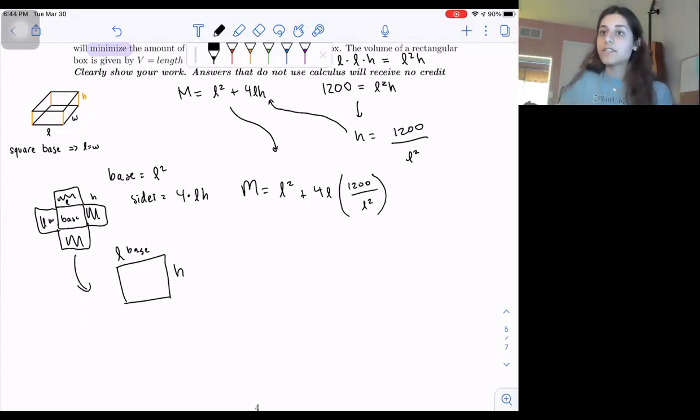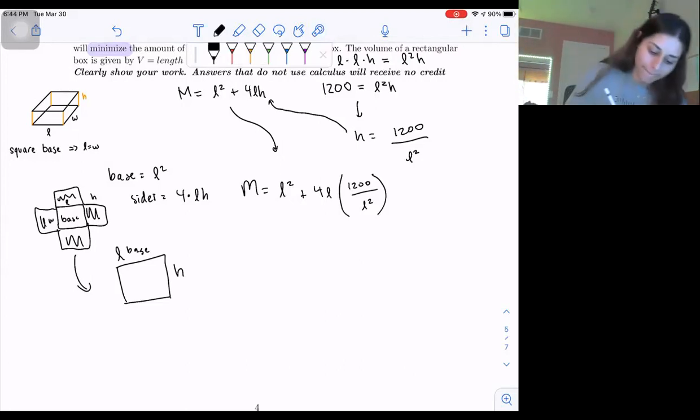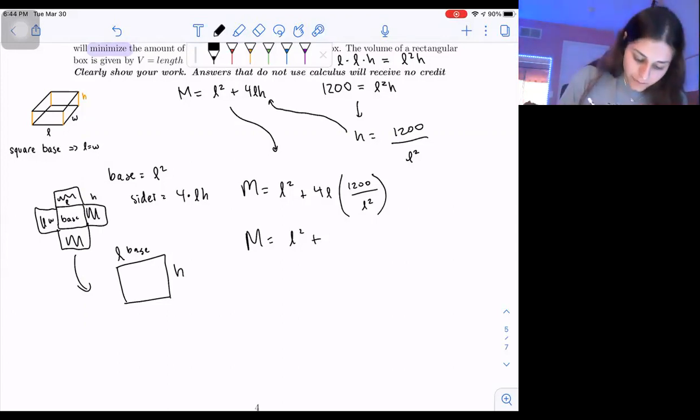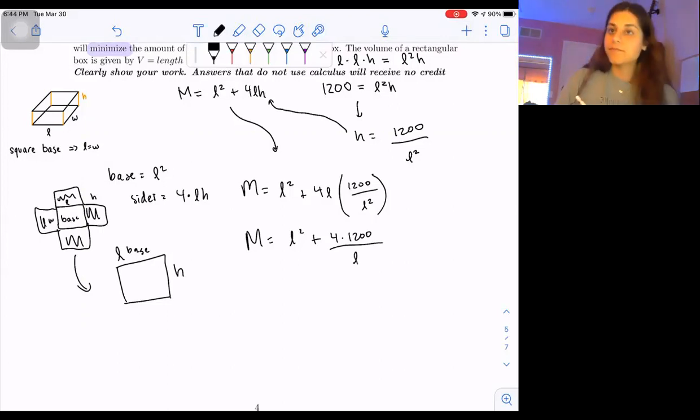Right, so now our function is in terms of 1 variable, and we can take the derivative. First, I'm going to simplify, but then we'll take the derivative. I'm going to cancel out the L, because there's an L attached to the 4 in the numerator, and there's also 2 L's in the denominator, so I can cancel one out. So 4 times 1200 over L. It's no longer L squared, it canceled out with that L in the numerator. And then 4 times 1200 is 4800.